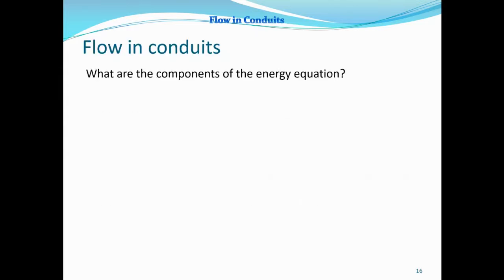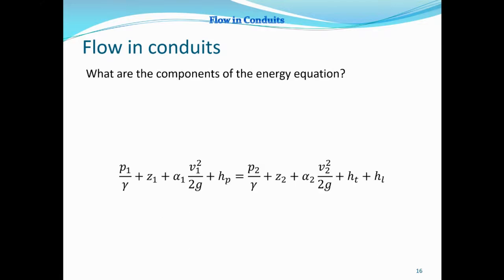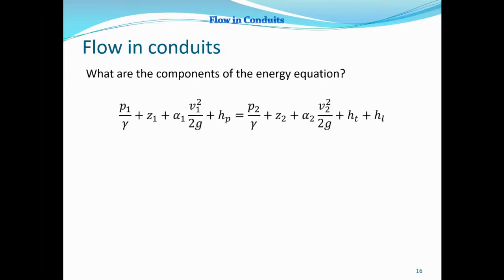Now, flow in conduits. What are the components of the energy equation? This we have seen from the energy equation, where HP is the pump head, HT is the turbine head, and HL is the head loss. Alpha is the kinetic energy correction coefficient. Alpha 1 and alpha 2, which we call the Coriolis coefficient, is equal to 1 for turbulent flow and equal to 2 for laminar flow. This we explained in chapter 7.